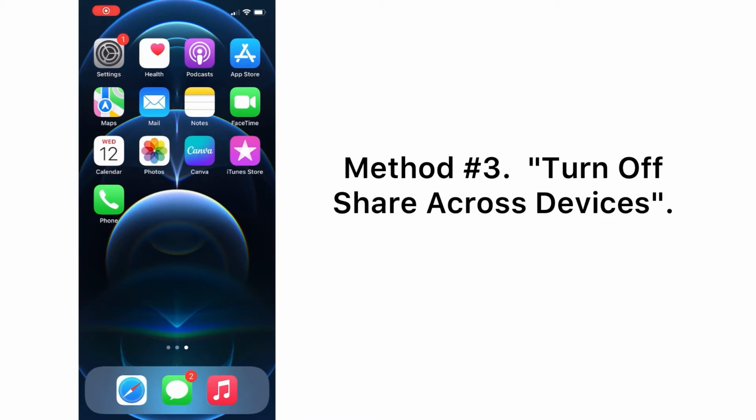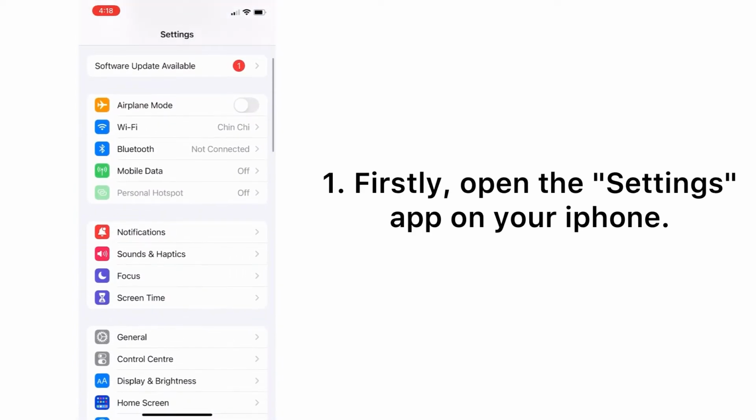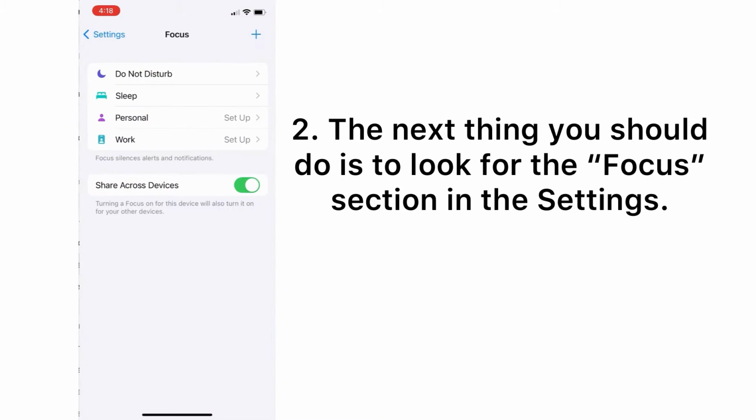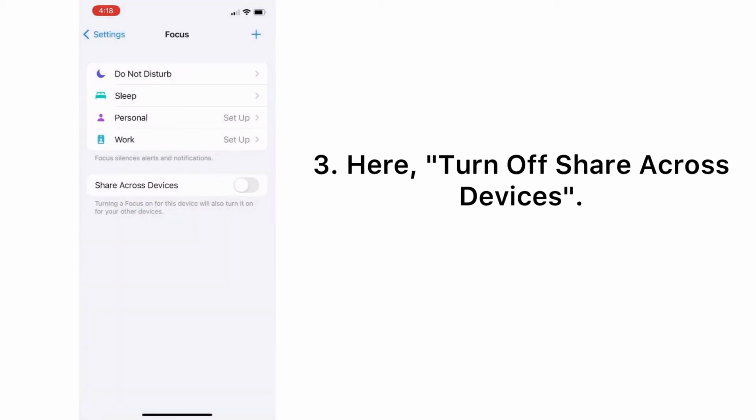Method 3 is turn off share across devices. To do this, open the settings app on your iPhone. The next thing you should do is to look for the focus section in the settings. Here you have to turn off share across devices.